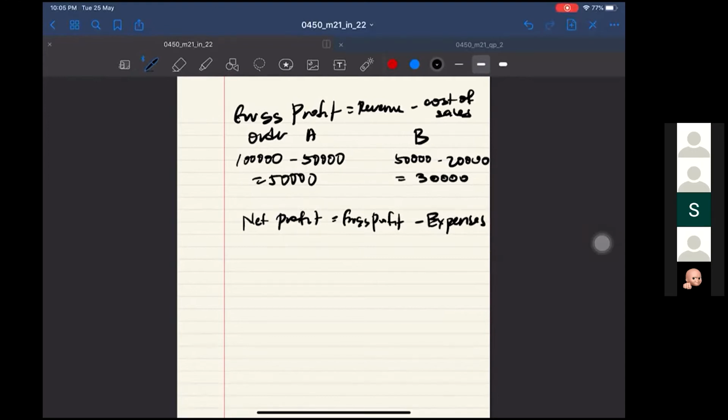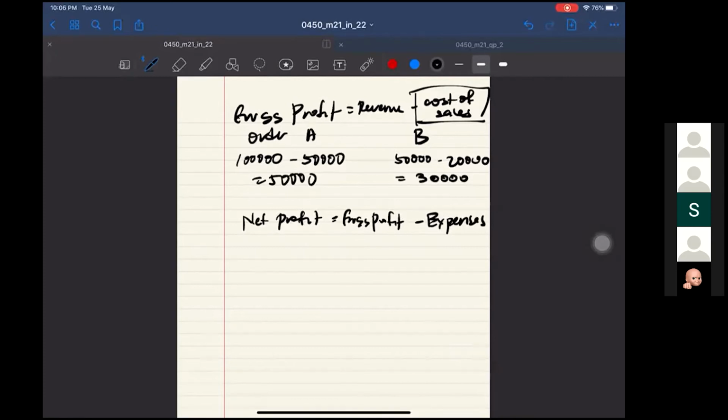So the difference between gross and net is, gross only uses the revenue, you minus the cost of sales. But net profit uses the revenue to minus all expenses. All expenses include your cost of sales. Net profit is your final profit earned after the deduction of all expenses. So gross is only focused on your trading, sales revenue and cost of sales. But net is focused on all aspects of your business.